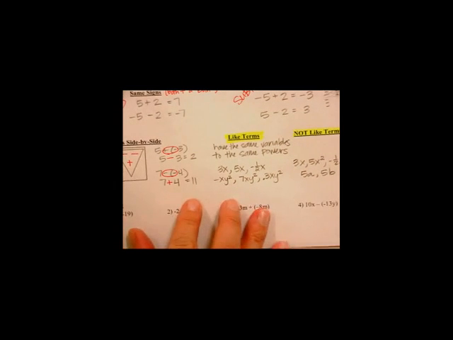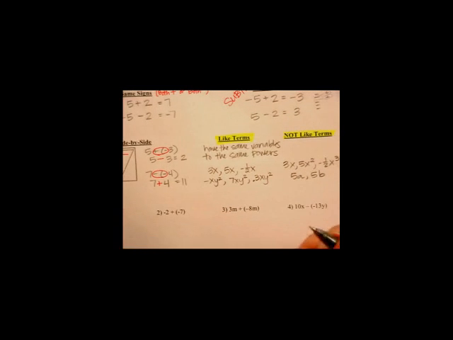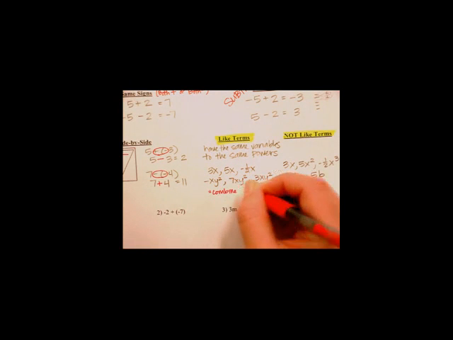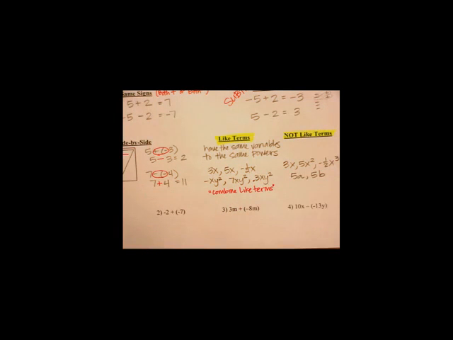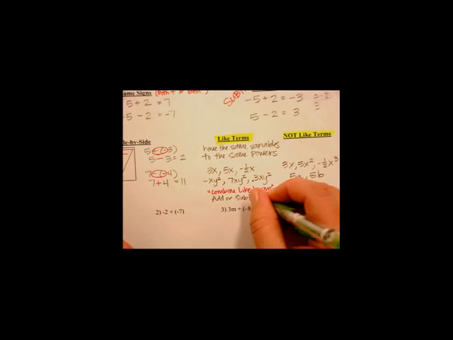So we're going to have a situation where we might have to combine like terms. If we combine like terms, basically what we're doing is we're adding or subtracting them. Combining like terms means to add or subtract. And when you do this, you're really only going to add or subtract the coefficients.